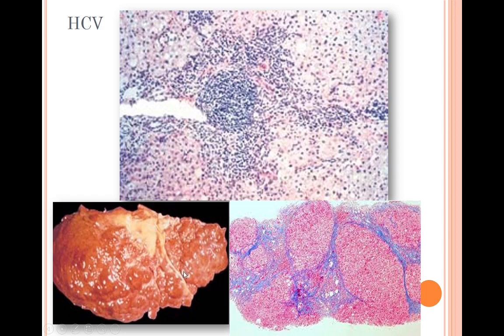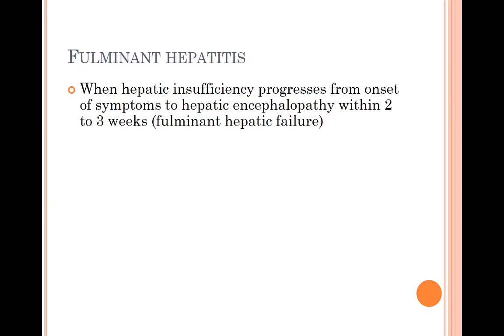Grossly, of course, you will see this. And based on the size of the nodules, we will look at whether it's a micronodular or a macronodular cirrhosis, which we will discuss in the cirrhosis class. Fulminant hepatitis is when the hepatic insufficiency progresses from onset of symptoms to hepatic encephalopathy within 2 to 3 weeks. This is a very dangerous condition.